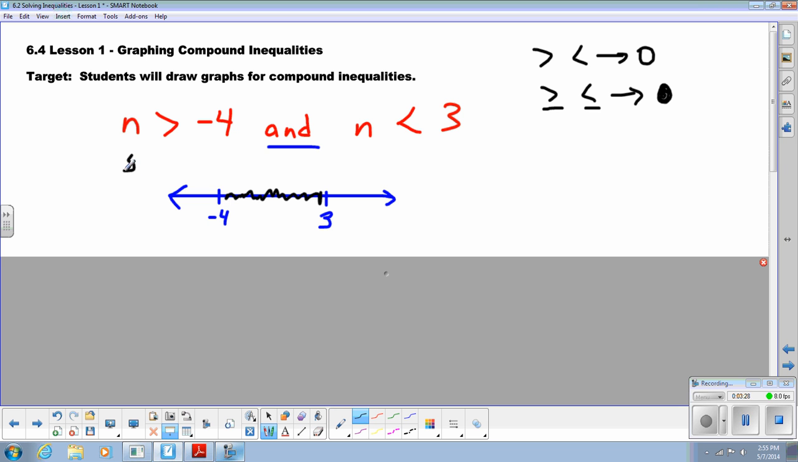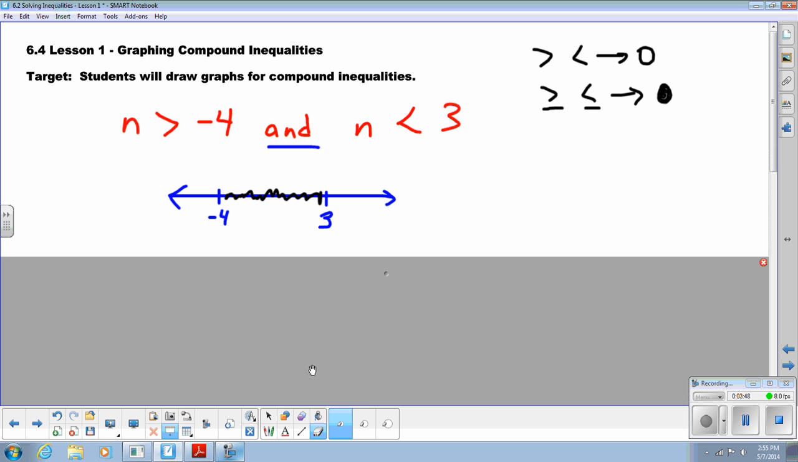Is 5 greater than -4? Yep, it is. Is 5 less than 3? No, it's not. I have to say yes with an and. I have to say yes twice. So I only said it once. That means I can't shade out there. So the only shading I have is between -4 and 3.